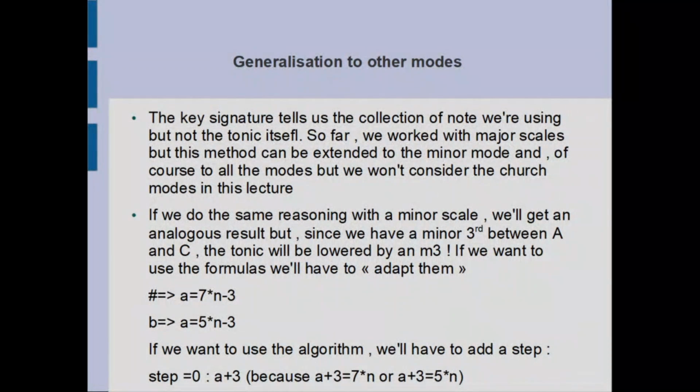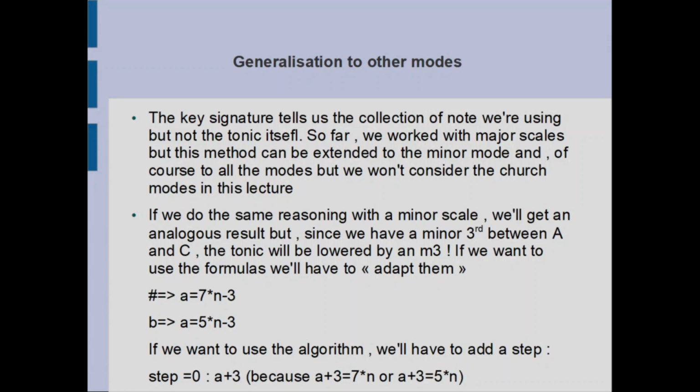Since we have a minor third between A and C, the tonic will be lowered by a minor third. If we want to use the formulas, we'll have to adapt them. For sharps, it's the same formula: A equals 7 times n minus 3. For the flats, A equals 5 times n minus 3. If we want to use the algorithm, we have to add a step.